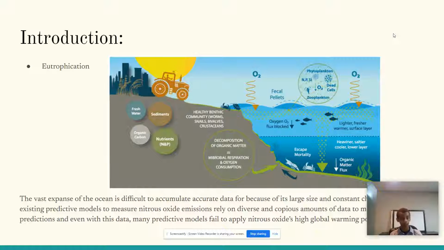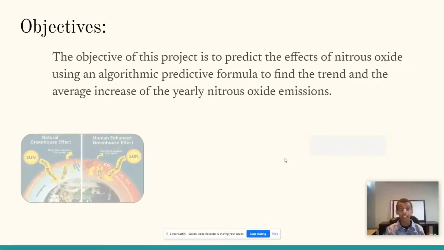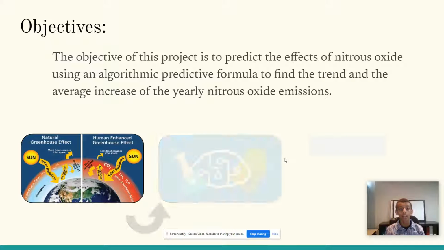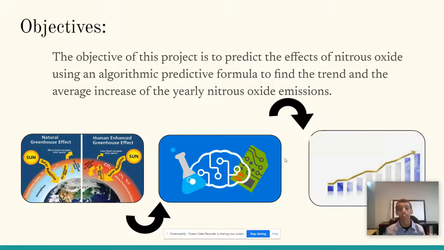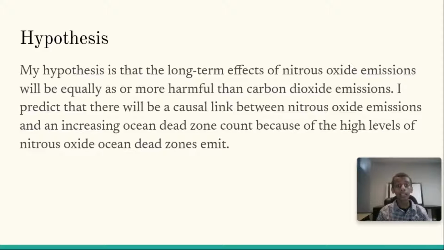The objective of this project is to predict the effects of nitrous oxide using an algorithmic predictive formula to find the trend and the average yearly increase of nitrous oxide emissions. My hypothesis is that the long-term effects of nitrous oxide emissions will be equally as or more harmful than carbon dioxide emissions. I predict that there will be a causal link between nitrous oxide emissions and an increasing ocean dead zone count because of the high levels of nitrous oxide ocean dead zones emit.